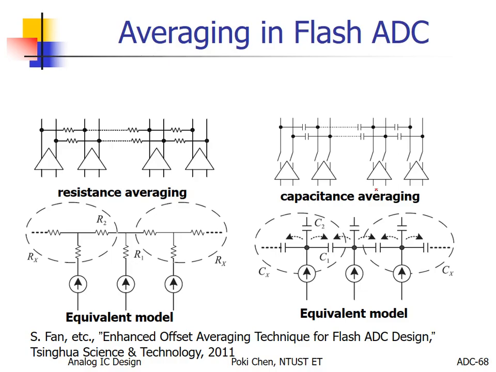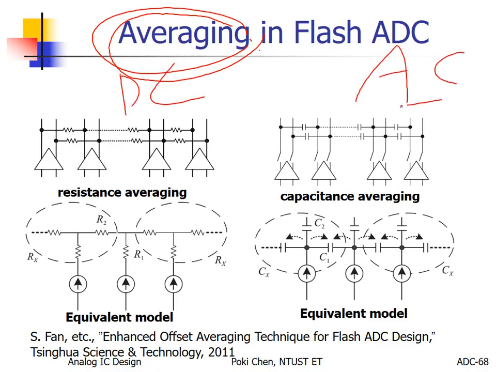To improve the accuracy, you can do output averaging for your flash ADC. For what kind of output? Never mind, for your comparators or for your preamplifiers. Allow me to show you this. There are two ways to average the output. One is DC and the other one is AC. For DC, we do resistance averaging.